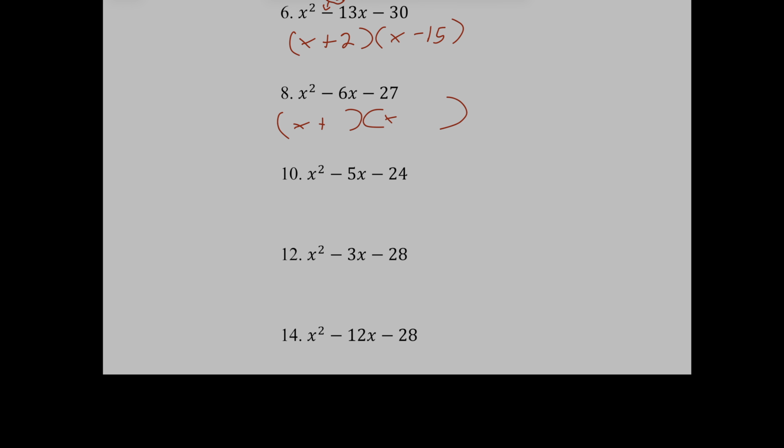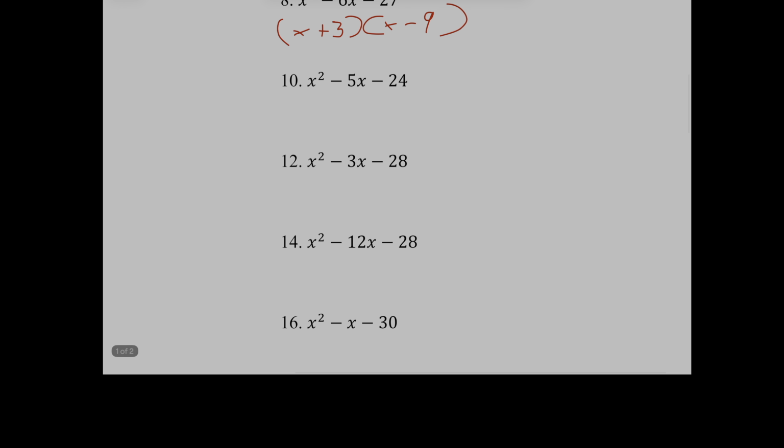Third term negative, signs are different. What multiplies to 27 and subtracts to 6? 9 and 3. The bigger one takes the sign of the middle. Number 10, once you do a bunch of these, you're going to memorize this, okay? Right now you have to think about it, but once you memorize it, you'll never make a mistake again.